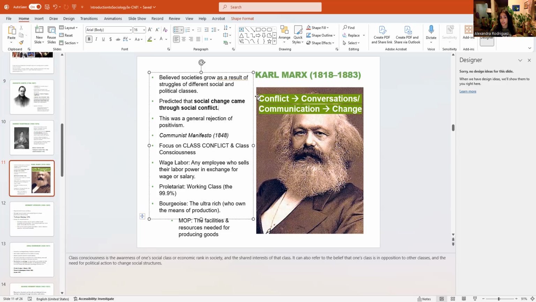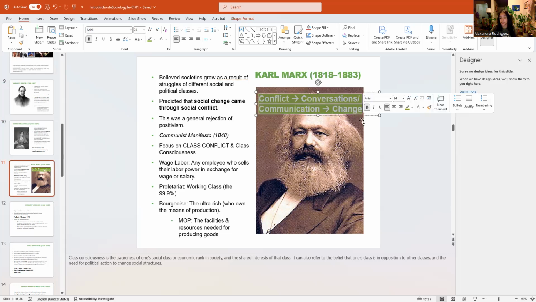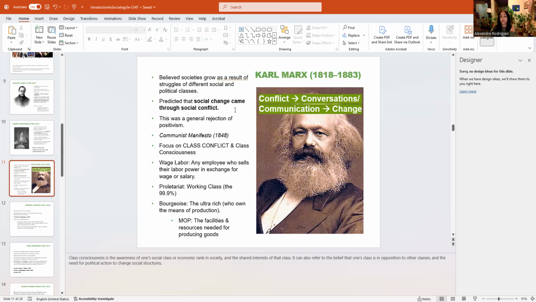And so I kind of made this up, but I think this works really well. I've been using this in class for a few years now: conflict leads to conversation or communication. I like the alliteration of the CCC, right? Conflict leads to communication, which leads to change. You have to have some sort of conflict to bring attention to a certain conversation, and having that conversation will bring change. And we see this a lot throughout history. Take it as you want.